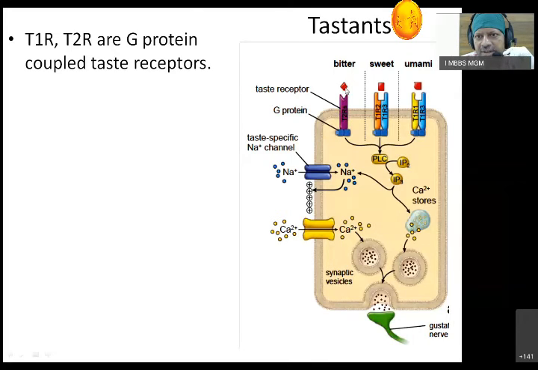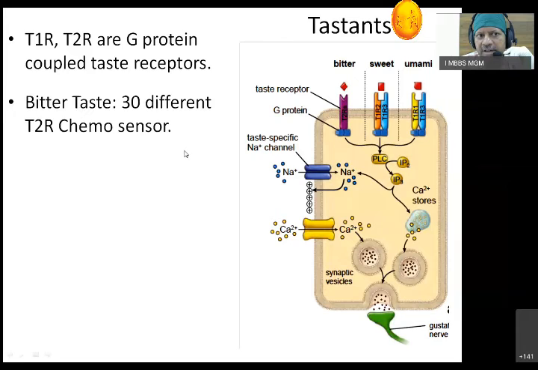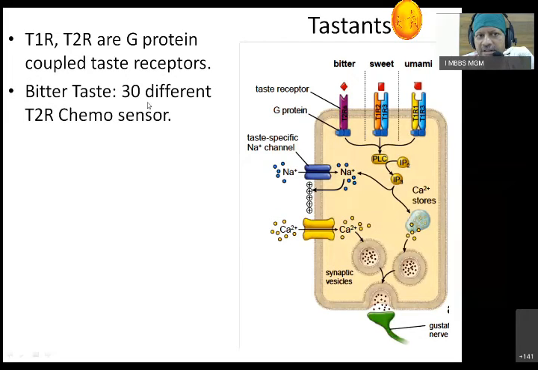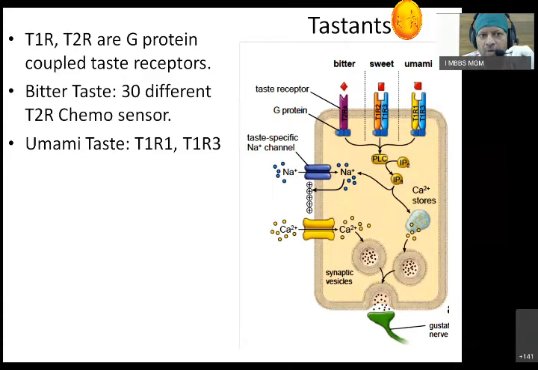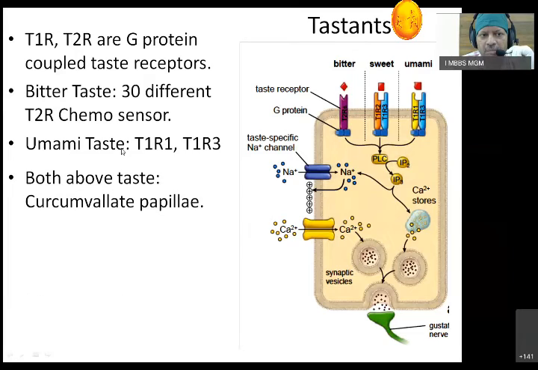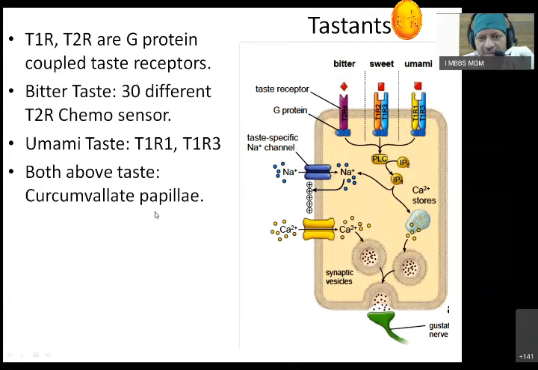For bitter taste, whenever the bitter substance comes and binds here, the G proteins get activated. For bitter taste, there are 30 different types of T2R receptors, chemoreceptors. Umami taste requires T1R1 and T1R3. These are the receptors required for umami. Both are present on the circumvallate papillae.